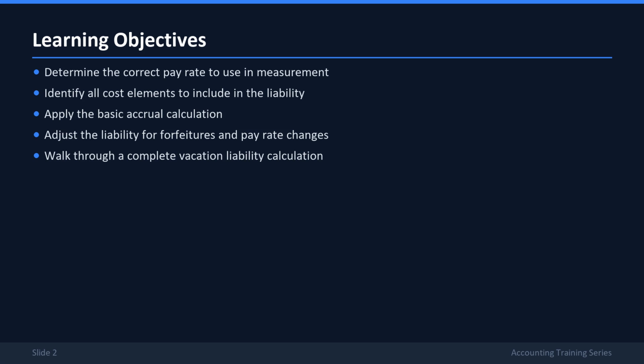By the end of this section, you will be able to determine the correct pay rate to use when measuring the vacation liability. Identify all cost elements that must be included. Apply the basic accrual calculation using employee balances and rates. Adjust the liability for expected forfeitures and anticipated pay rate changes. And walk through a complete worked example from beginning to end.